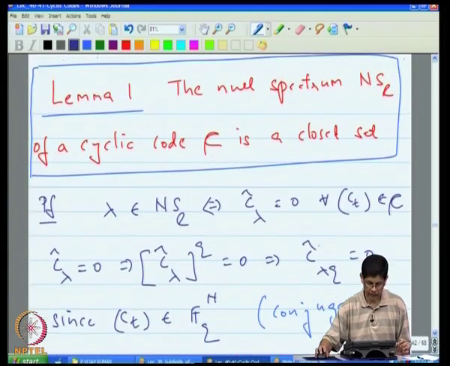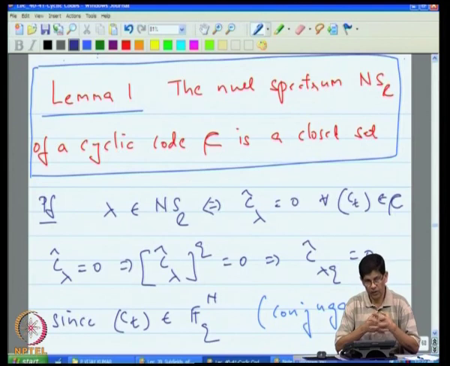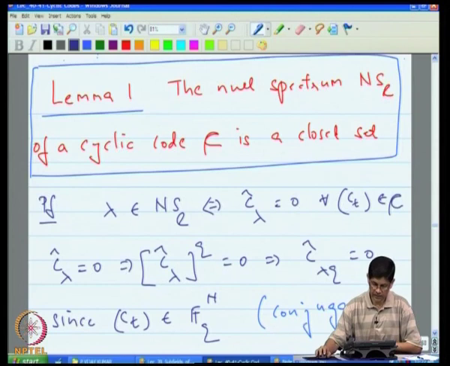So, the first result we will show today is that the null spectrum of a cyclic code is a closed set. Remember, what we mean by the null spectrum of a cyclic code is that it is that collection of frequencies where every code word has transform that evaluates to 0. Okay. So, the proof actually starts from there. So, here if lambda belongs to the null spectrum of the code, then that implies that C hat of lambda is 0 for all code words.